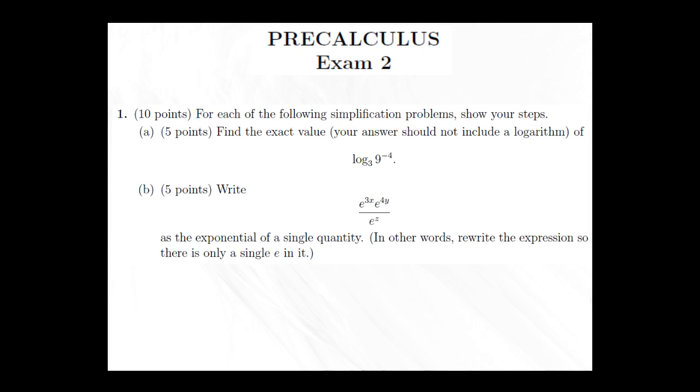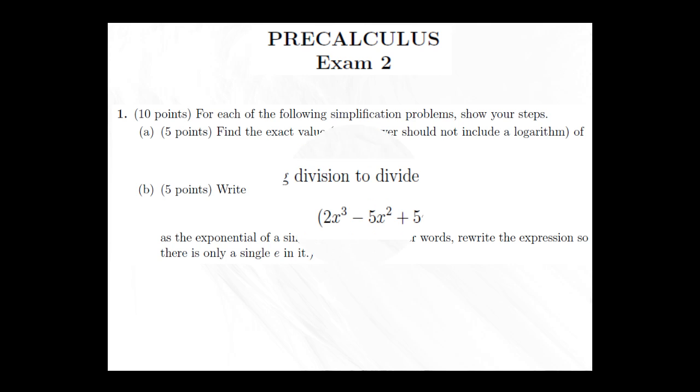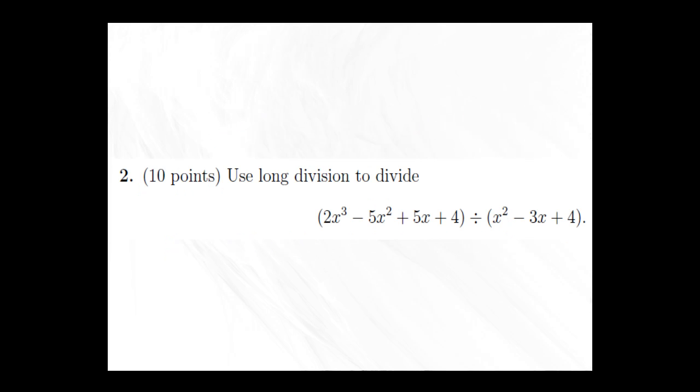Write e to the 3x times e to the 4y, quantity over e to the z, as the exponential of a single quantity. In other words, rewrite the expression so there is only a single e in it. Number 2, for 10 points, use long division to divide the following. The quantity 2x cubed minus 5x squared plus 5x plus 4 divided by the quantity x squared minus 3x plus 4.